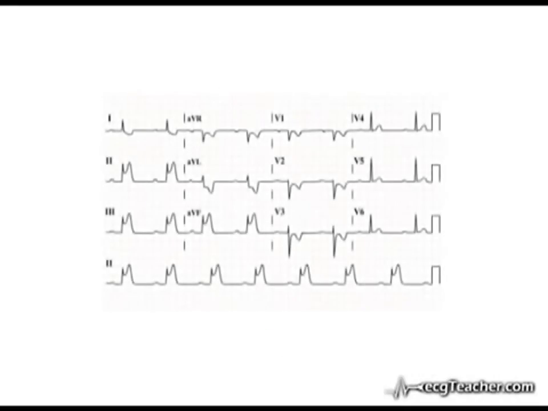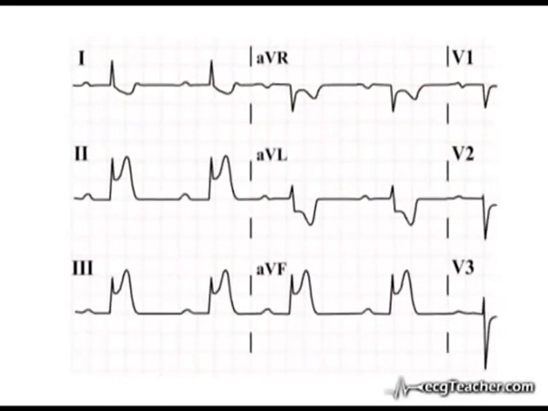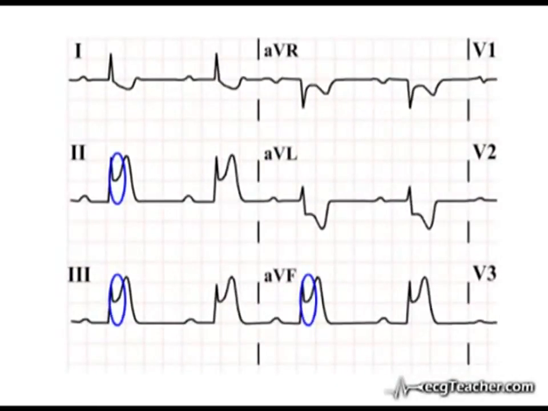On a standard ECG, the recordings from leads 2, 3 and AVF are grouped together in the bottom right-hand corner of the A4 readout. This ECG demonstrates the classical pattern of inferior ST elevation MI, with ST elevation in leads 2, 3 and AVF, and reciprocal ST depression in leads 1 and AVL.